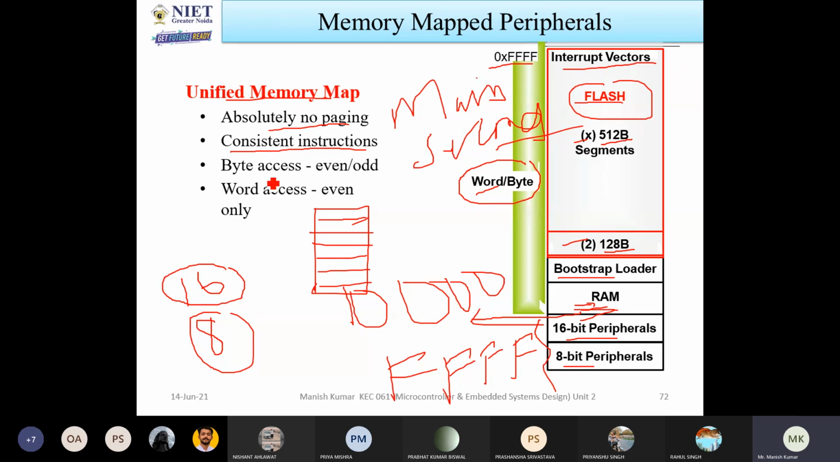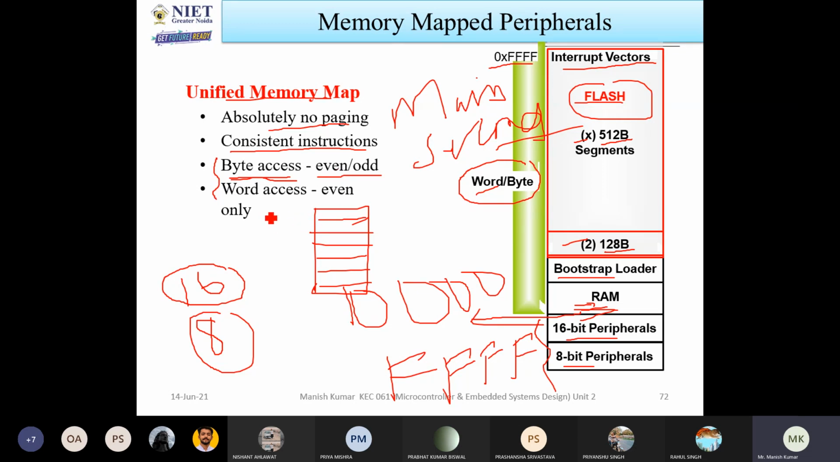Also, when you want to access the memory, there are two types of access. Either you can read a byte or you can read a word. A byte means you can read 8-bit data at a time. A word means you can read 16-bit data at a time. Whenever you access a byte with 8-bit data, you can use either even or odd; there is no problem in that. So there are two types of locations, even address locations and odd address locations.